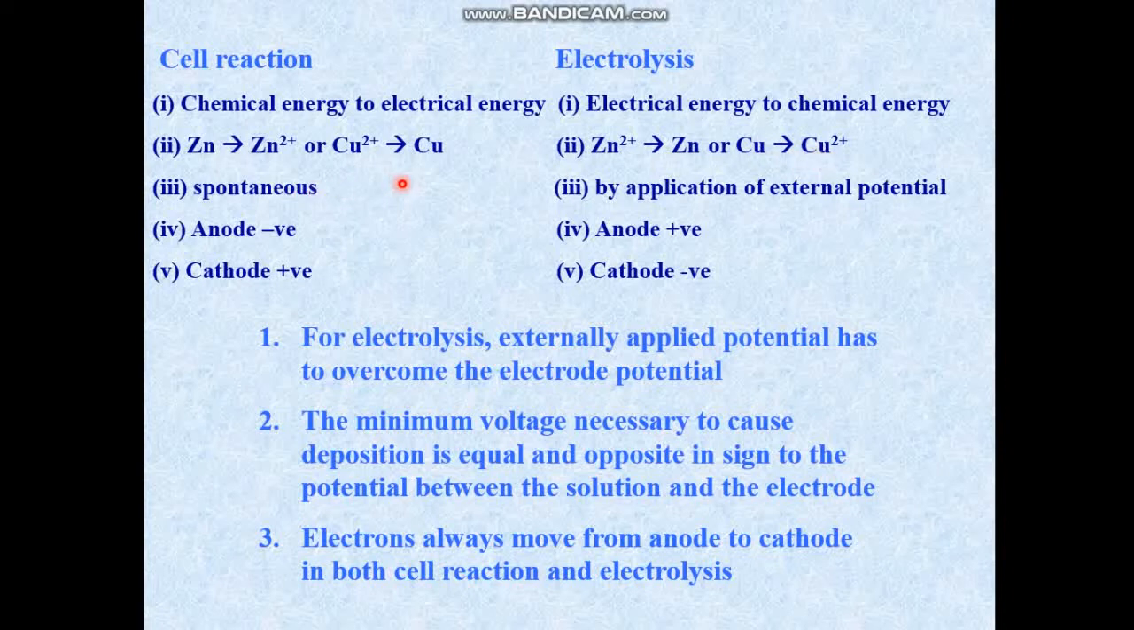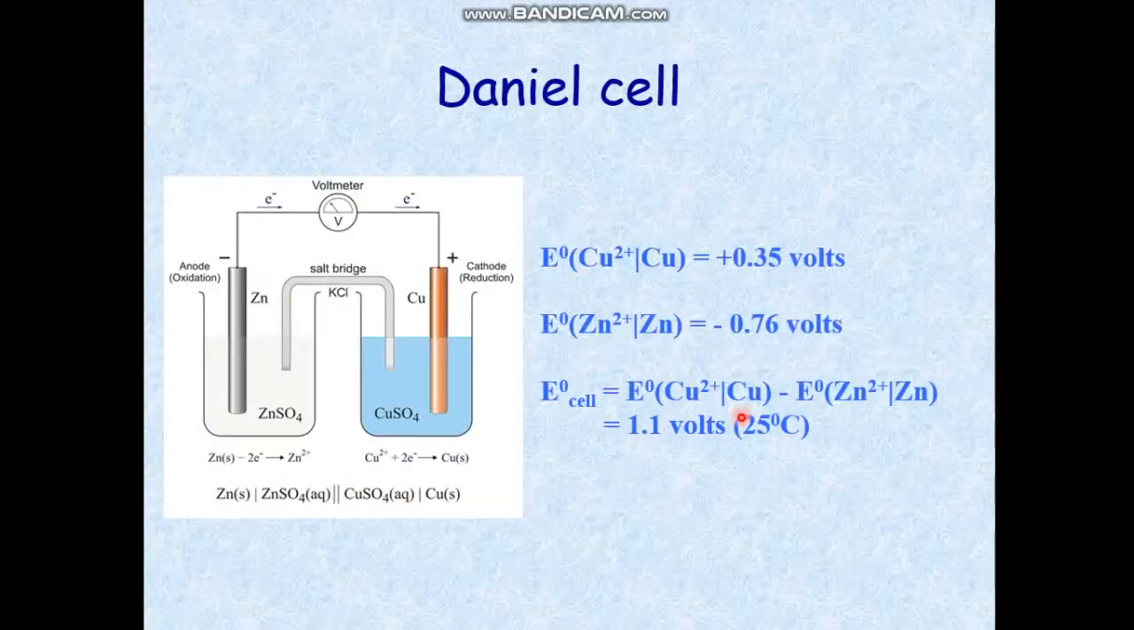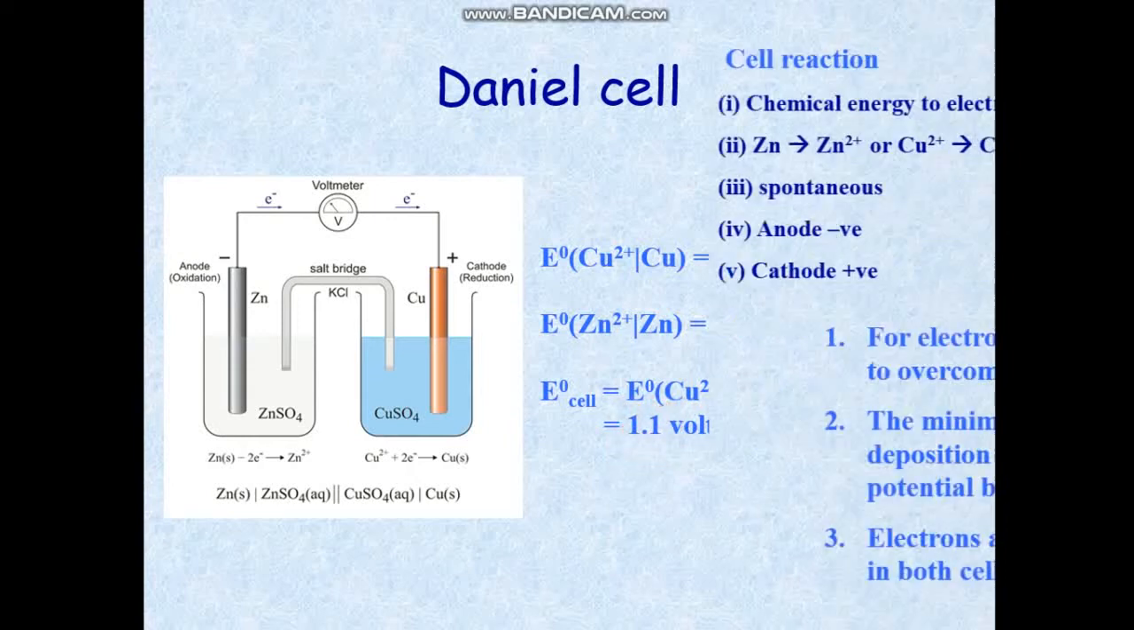Okay, but the main difference is this is actually a spontaneous process and this is actually a non-spontaneous process where some external potential has to be applied. When this external potential overcomes the redox potential of the two cells, then the reverse reaction takes place. That means the potential of this Daniell cell is 1.1 volt.